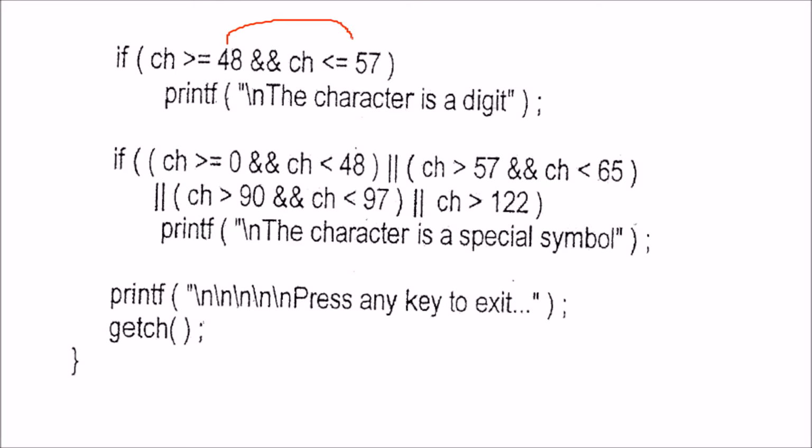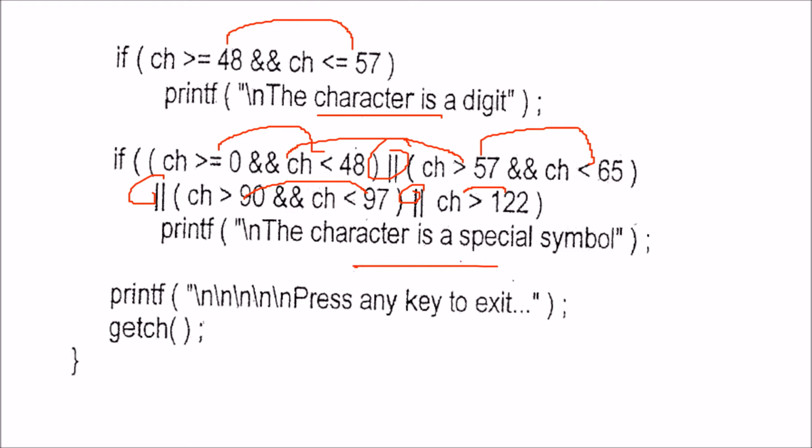Then 48 to 57 is a digit, and since we have various categories for the other symbols, so 0 to 47, 58 to 64, 91 to 96 and character which is greater than 122, we take them with OR. All these, 1, 2, 3, 4. So the character is a special symbol.